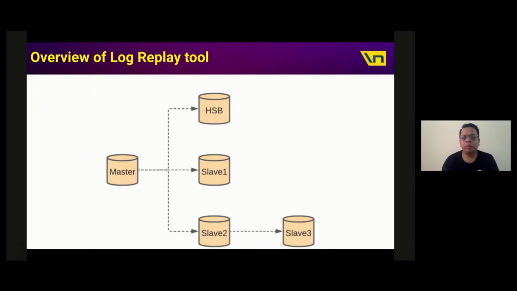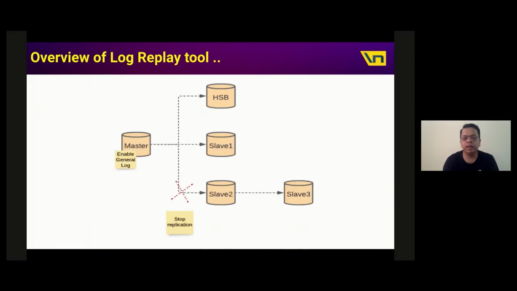So I talked about this log replay tool, right? We have this kind of topology where we have a master, a hot standby, slave 1, slave 2, and then slave 3. This slave 3 we attach behind slave 2 just for the purpose of benchmarking. Before we start the benchmarking, we first capture the general logs on our master machine. It is generally not recommended to switch on general logs in production, but just to collect the data from master, we enable the general log for a window, and we stop the replication from master to one of the slaves. In this case, master to slave 2, we stop the replication, and at the same time we start the general log. Why are we doing that?